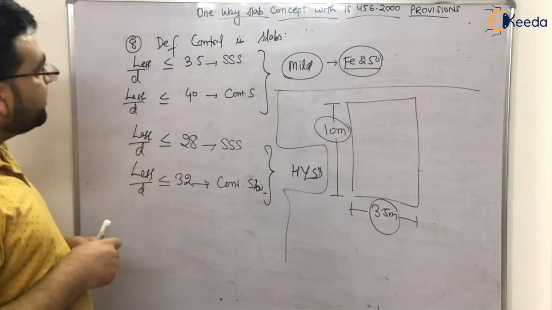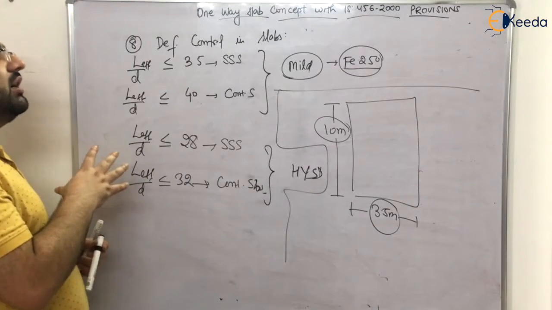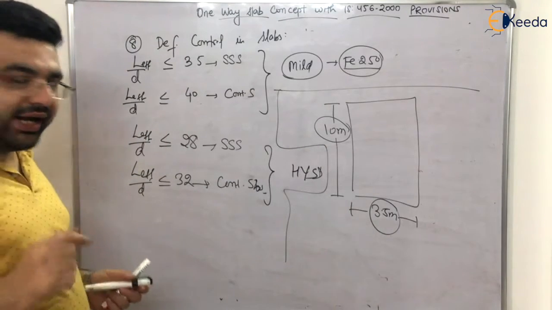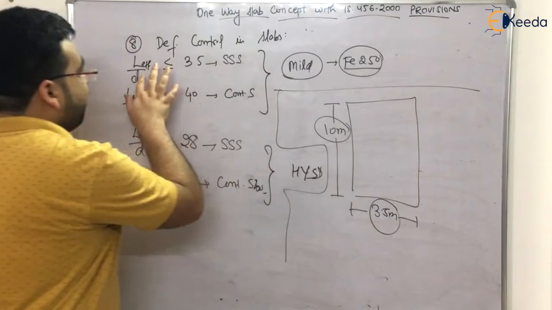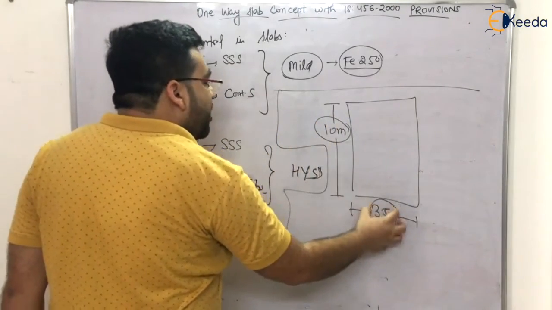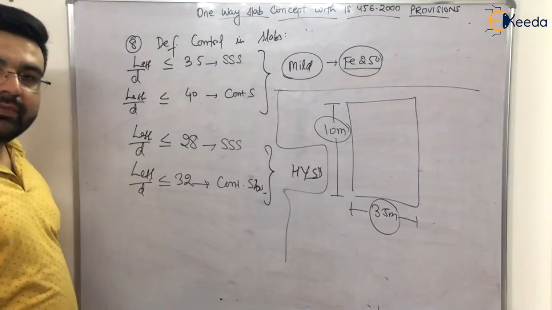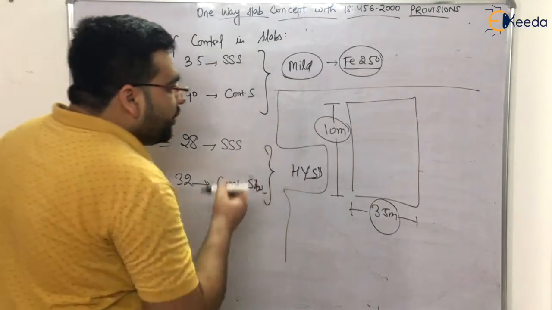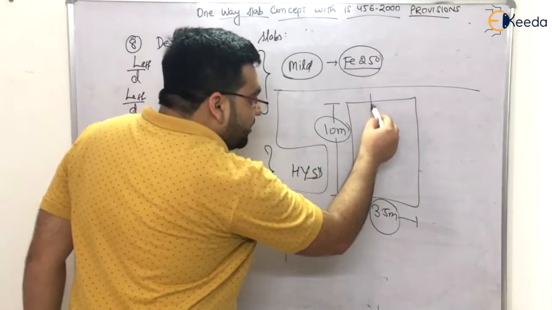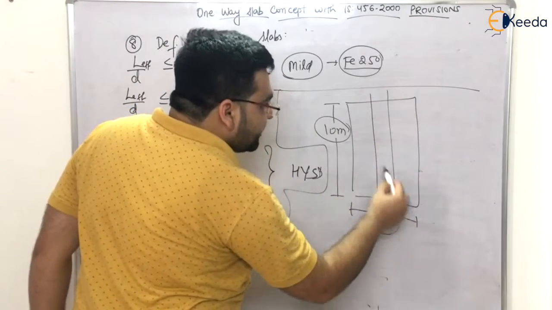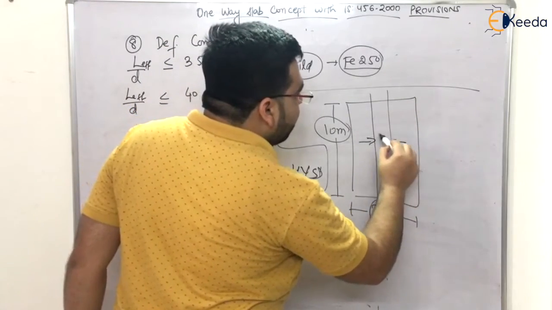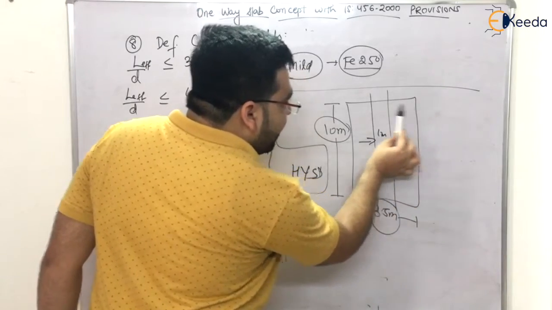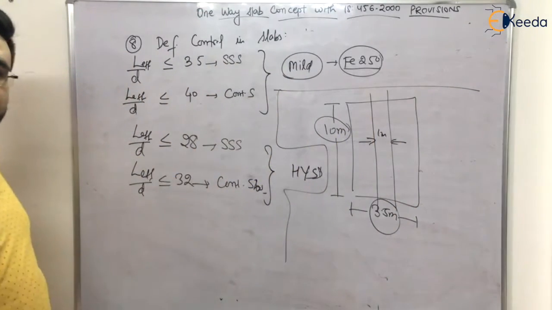Just recall that these slabs are designed just as beams, right? So what will be the L effective, whether it will be the longer side or the shorter side? Basically, what we do in slabs is that along the longer side we take a strip whose width is 1 meter, and we multiply it with the shorter side, we get the value, right?